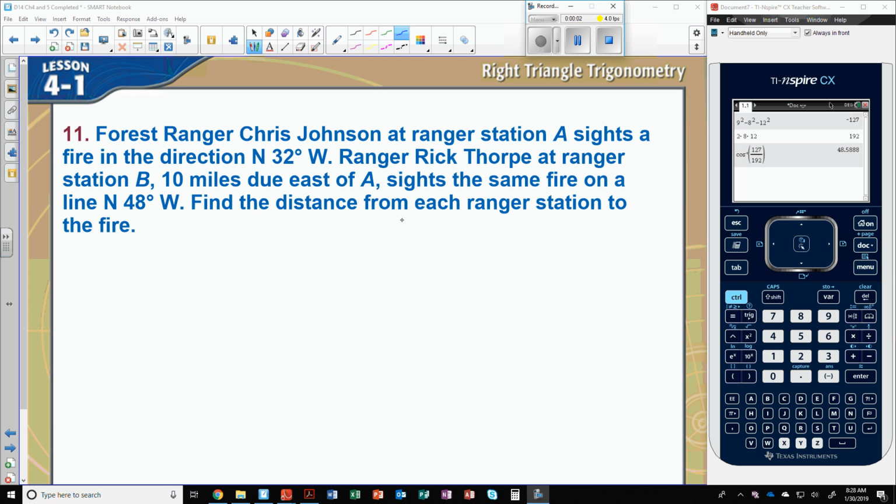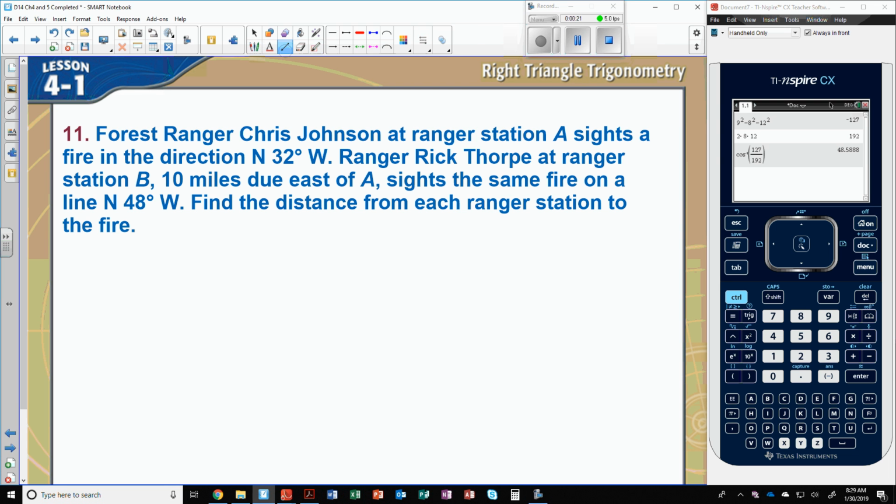Forest Ranger Chris Johnson at Ranger Station A sights a fire in the direction of north 32 degrees west. Ranger Rick Thorpe at Ranger Station B, 10 miles due east of A, sights the same fire on a line of north 48 degrees west. Find the distance from each ranger station to the fire.